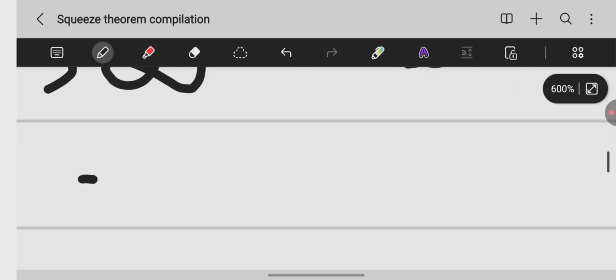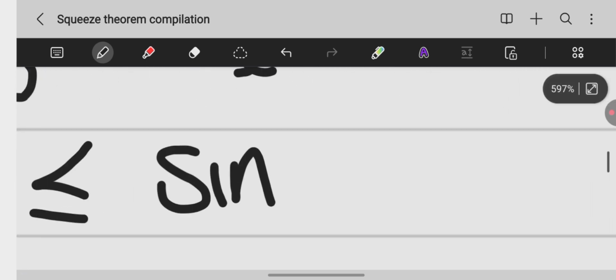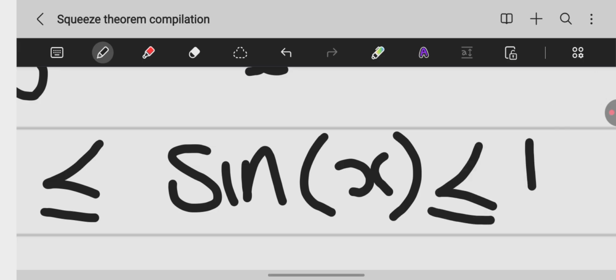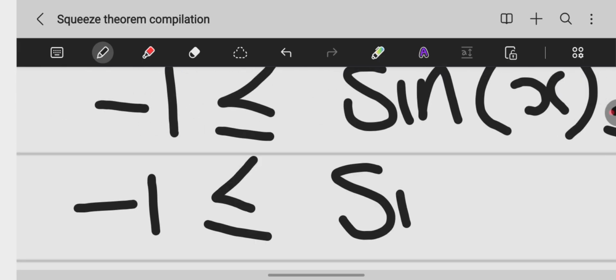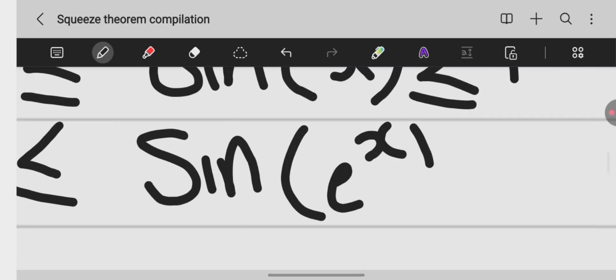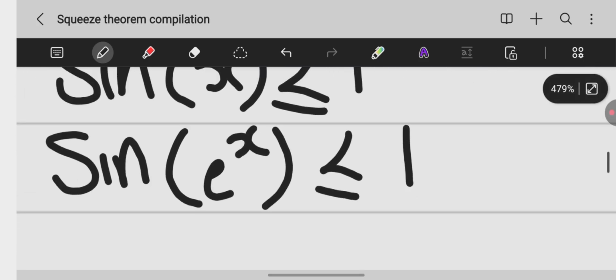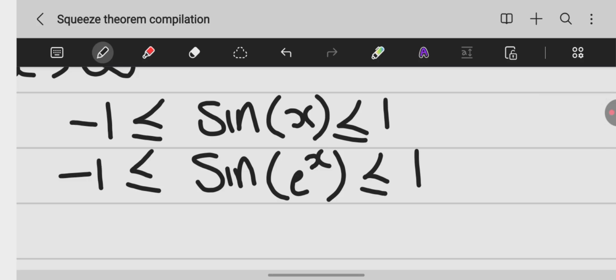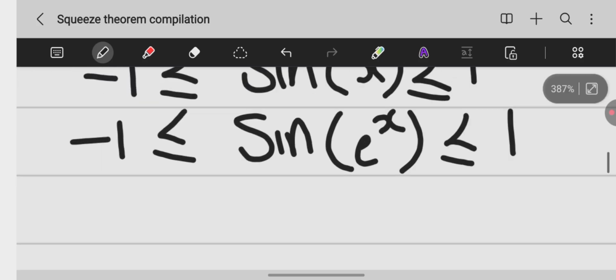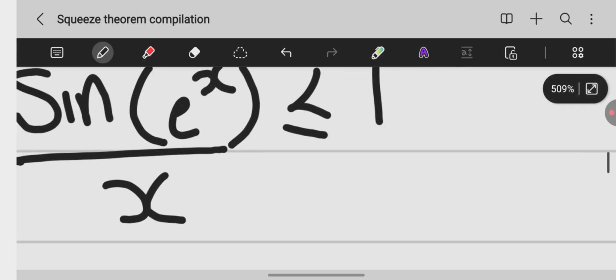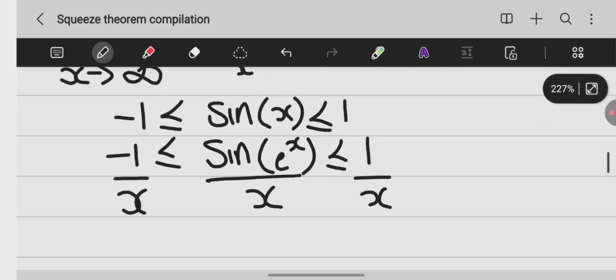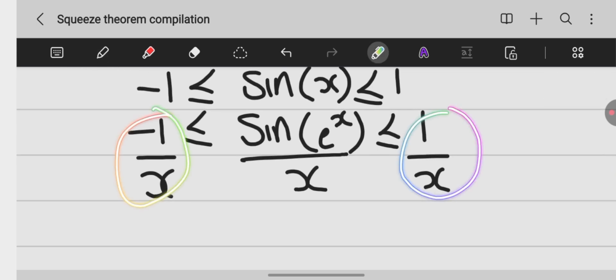So obviously it starts with negative 1 less than or equal to sin x less than or equal to 1, right? And then we change our angle. Remember, the angle does not change your inequality signs or your values before and after the inequality signs. Dividing by a positive denominator wouldn't change anything as well. And now our middle part looks exactly like the given question. So you just have to find the limit here and the limit there. And if they're equal, that would also mean the limit of this.